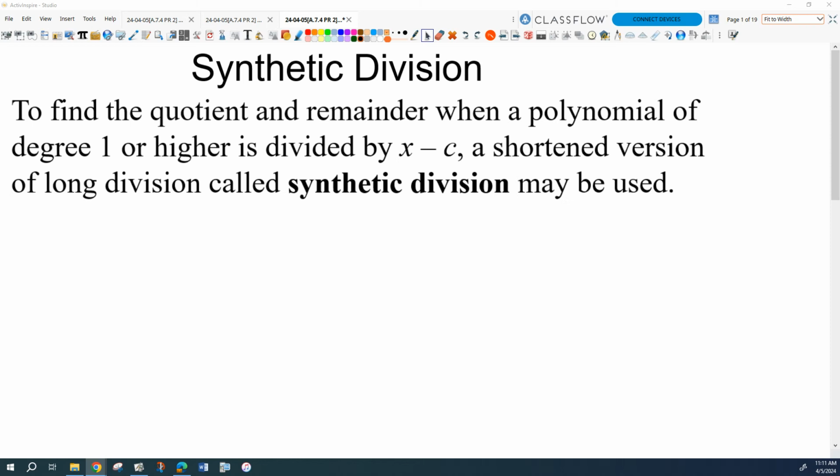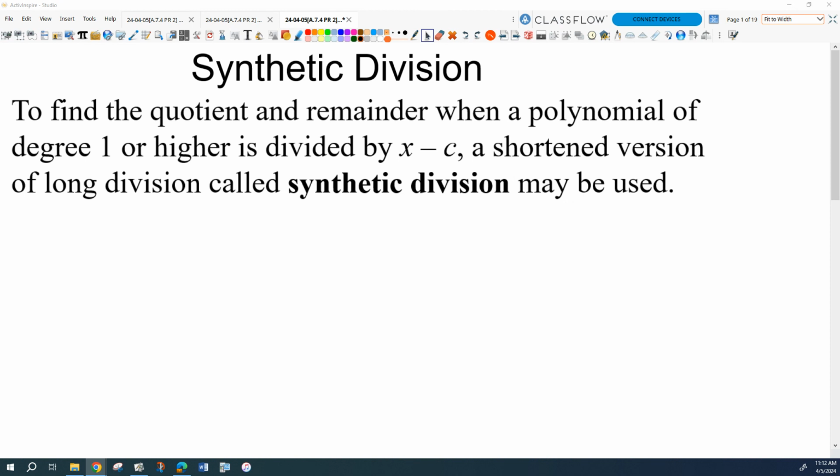Today, synthetic division. This is good news for you guys. Synthetic division is a great shortcut, much easier than long division. You should definitely use this instead of long division when it's available, but you can't always use it. So the first thing is you have to know when you can and cannot use synthetic division.